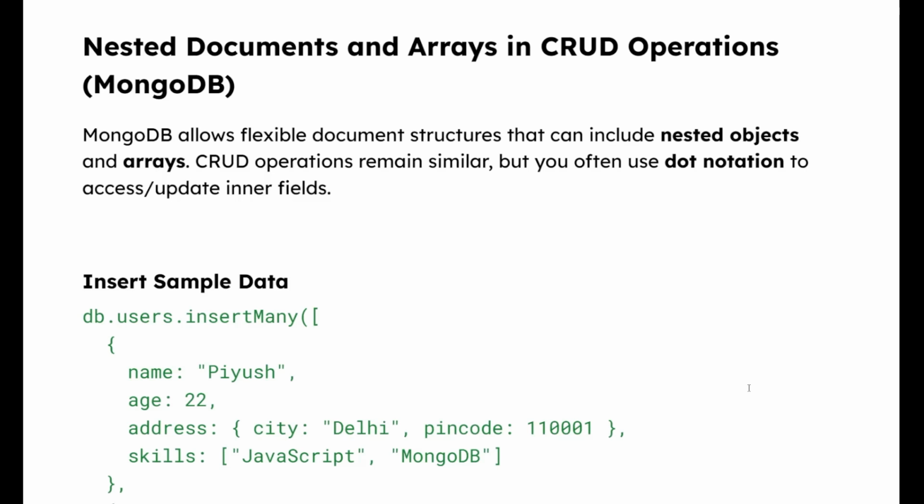Hey, hi everyone. In this video, we are going to learn about nested documents and arrays in the CRUD operation in MongoDB. Earlier, we used to insert the data in the form of key colon value, where the value was either a string, integer, or boolean, right? But what if I tell you that you can also store the data in the form of an object, array, and others, right? So this is what we are going to learn.